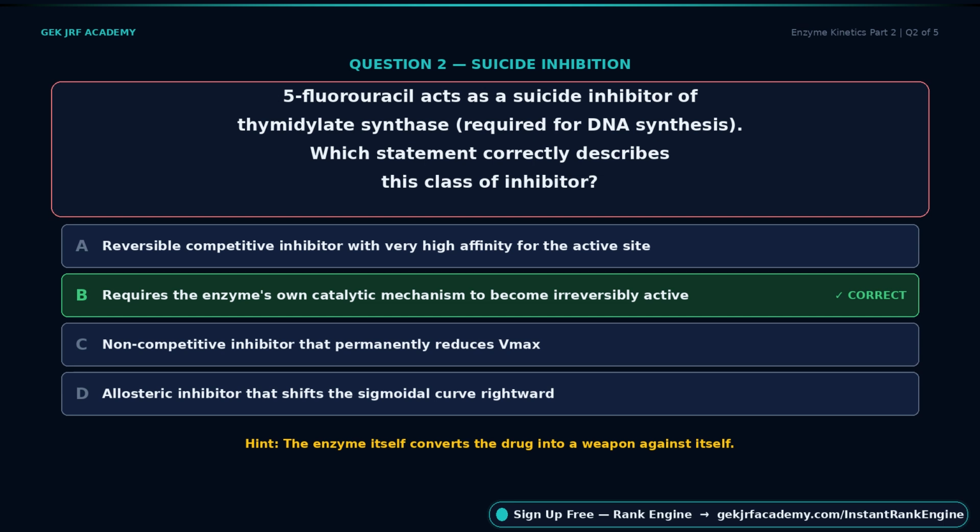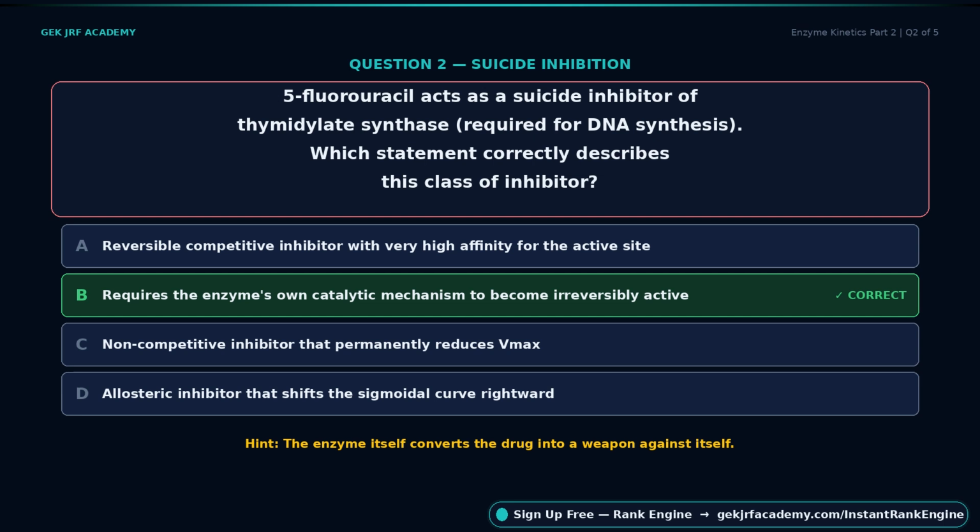Which statement correctly describes this class of inhibitor? Option A. A reversible competitive inhibitor with unusually high affinity for the active site. Option B. An inhibitor that requires the enzyme's own catalytic mechanism to become irreversibly active.